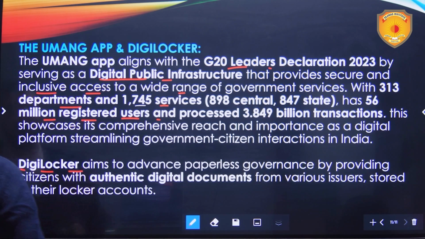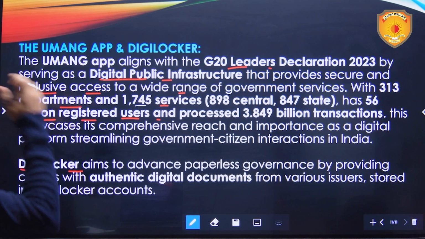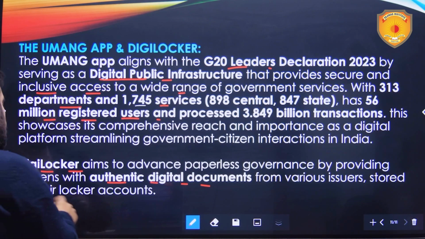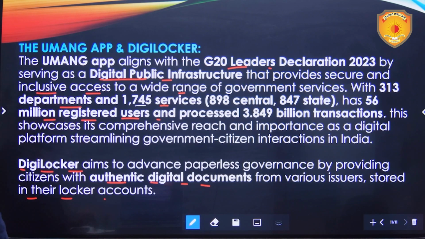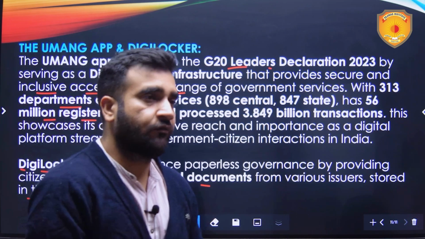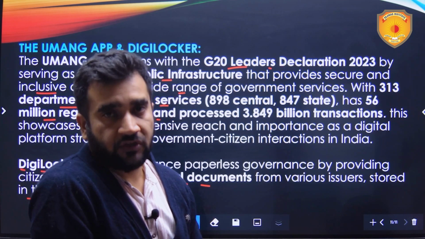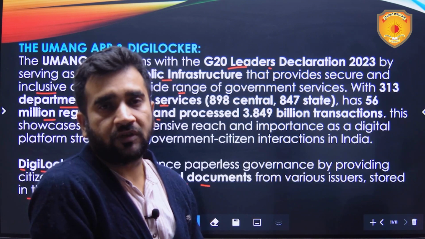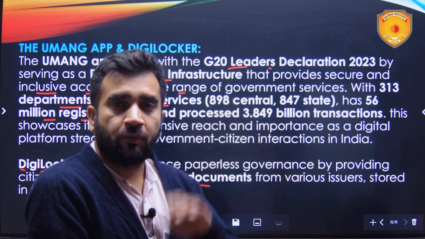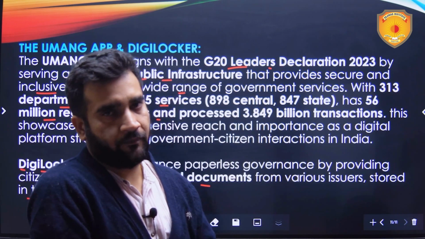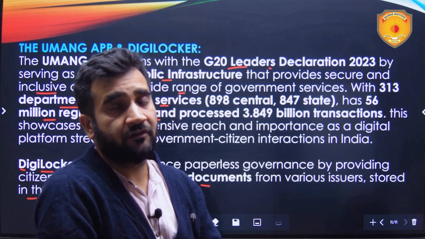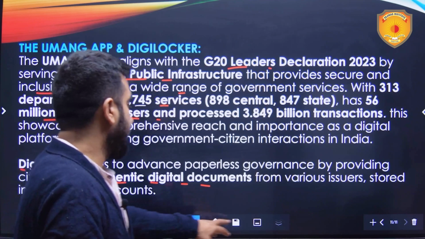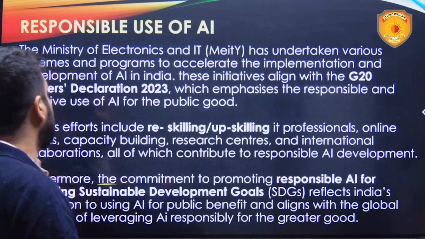On the other hand, we have DigiLocker, which aims to advance paperless governance by providing citizens with authentic digital documents from various issuers stored in their locker accounts, and those are valid everywhere. Like I gave you the example of your driving license, you can store it over here. Your passport also can be stored over here. Your PAN card can be stored over here. So if anyone asks you, you can open the DigiLocker app and show it to them. The passport, if you're traveling abroad, will be needed in physical copy because the visa and all is stamped over there. But as of now, this is happening. In the future, that can also change.